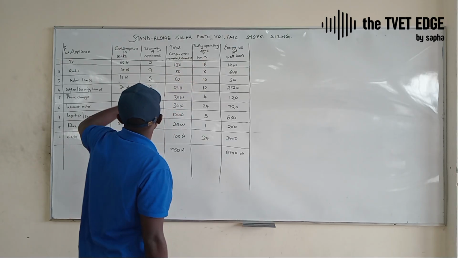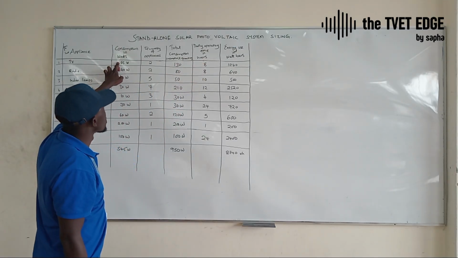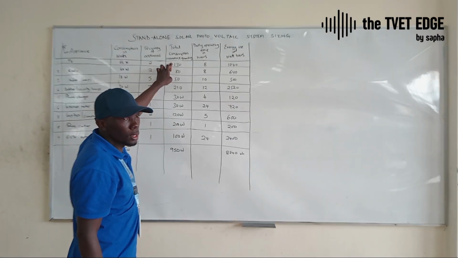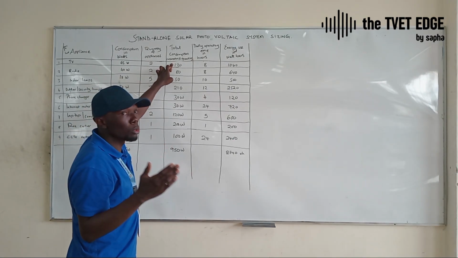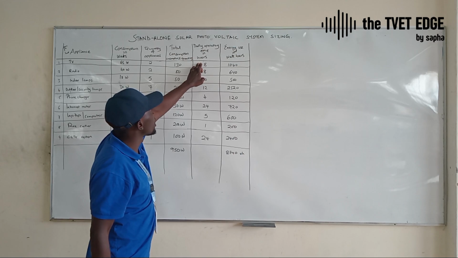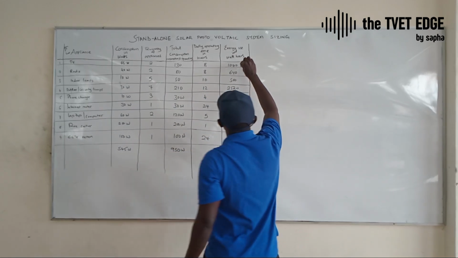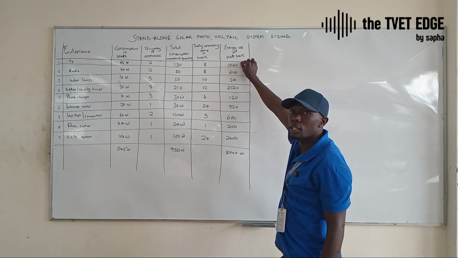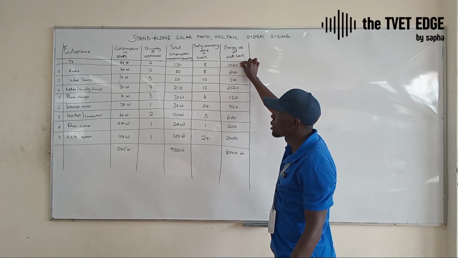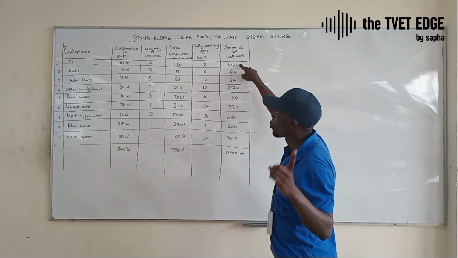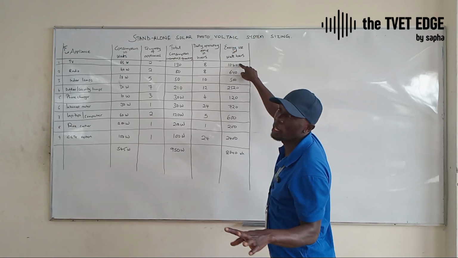So for example, with our TV, one TV consumes 65 watts. We have two, so they'll consume 130 watts. And since these TVs will be on for 8 hours, we multiply by 8, we get 1,040 watt hours. So this is the energy demand that is needed to ensure that our TVs will stay on for 8 hours. That is 1,040 watt hours.